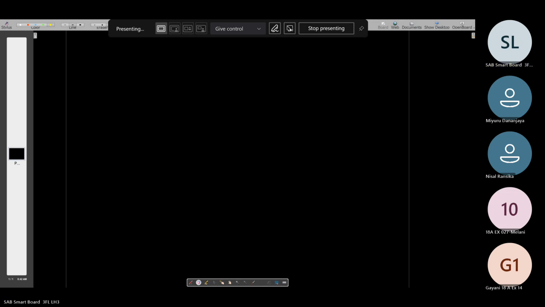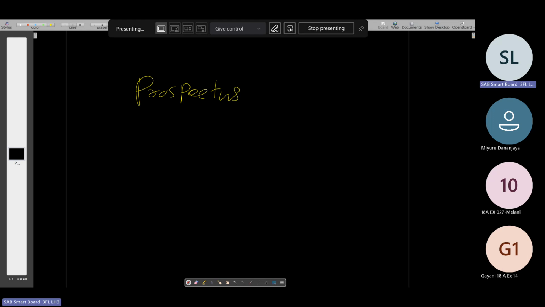Right. Now, today we are discussing the prospectus. Before considering the term prospectus, we can identify a very simple example.